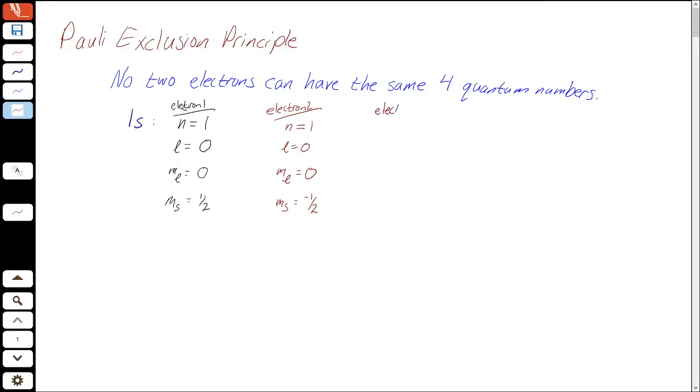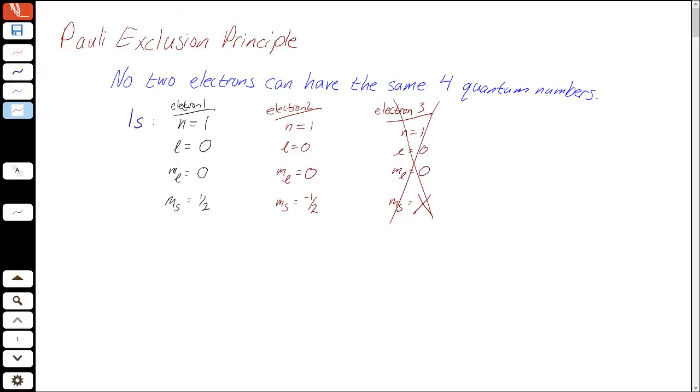What if we wanted to put in a third electron in the 1s orbital? In the 1s orbital, it would have to be n equals 1, L equals 0, ML equals 0, and MS... We got a big problem here because MS can only be plus 1/2 and minus 1/2. Those are already taken, so then there can't be a third electron in the 1s orbital. So the 1s orbital can only hold 2 electrons.